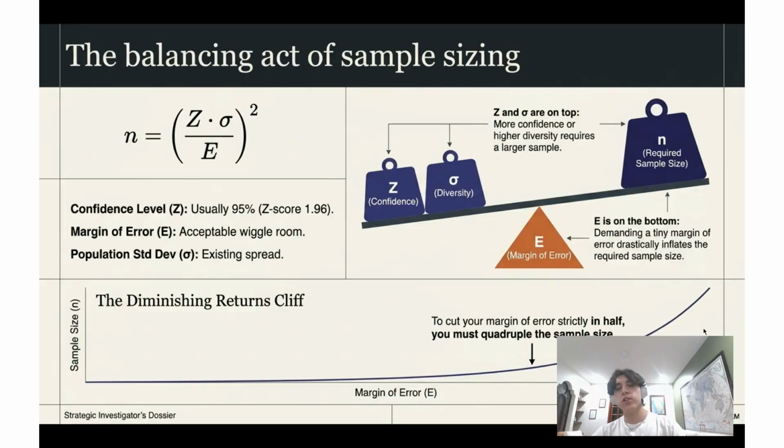We can see here in the image of the balance, the confidence level and the population standard deviation are on the left side. So more confidence or higher diversity requires a larger sample. We can see the required sample size is on the right side of the image here, and the margin of error is like the base in the image, because demanding a tiny margin of error drastically inflates the required sample size.